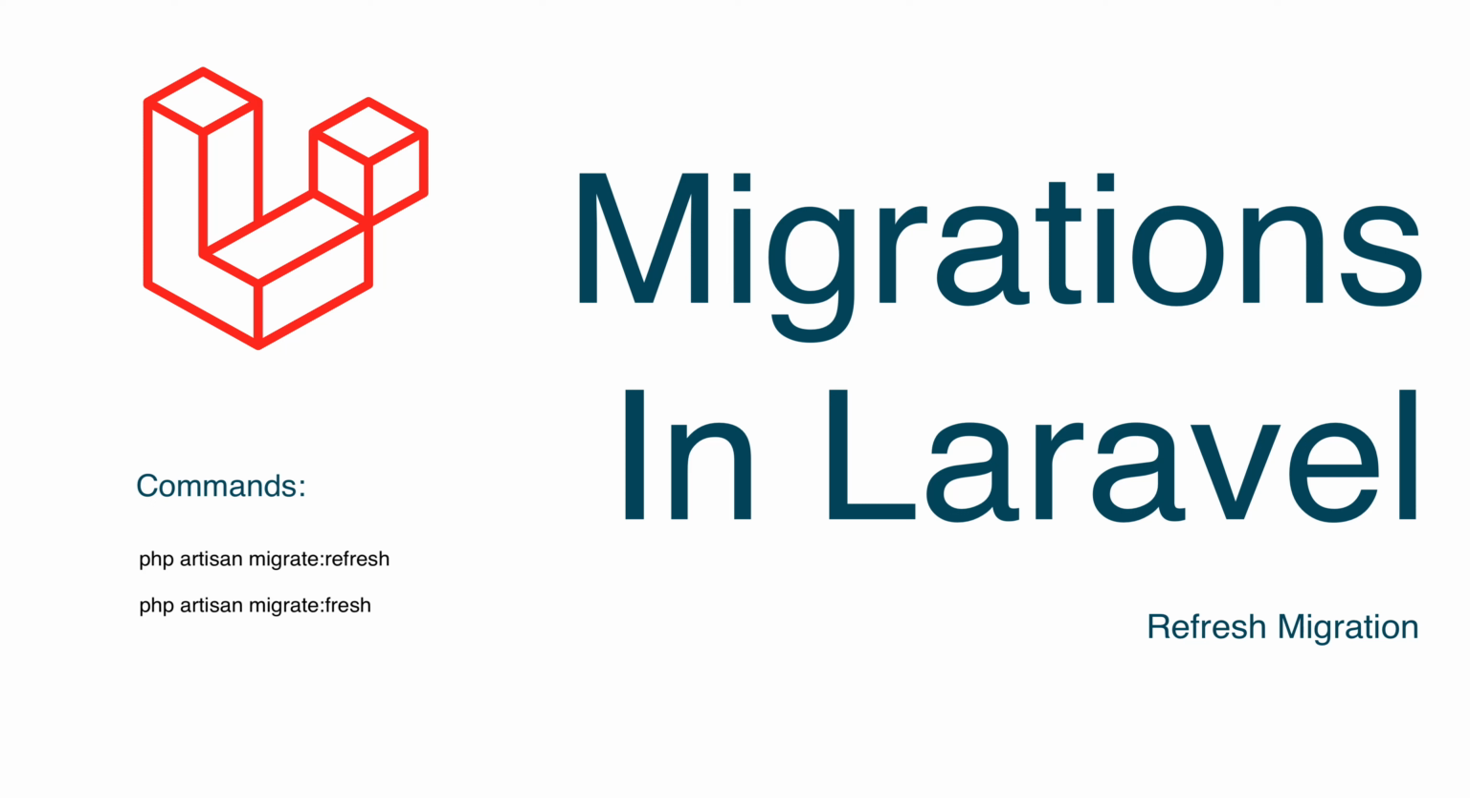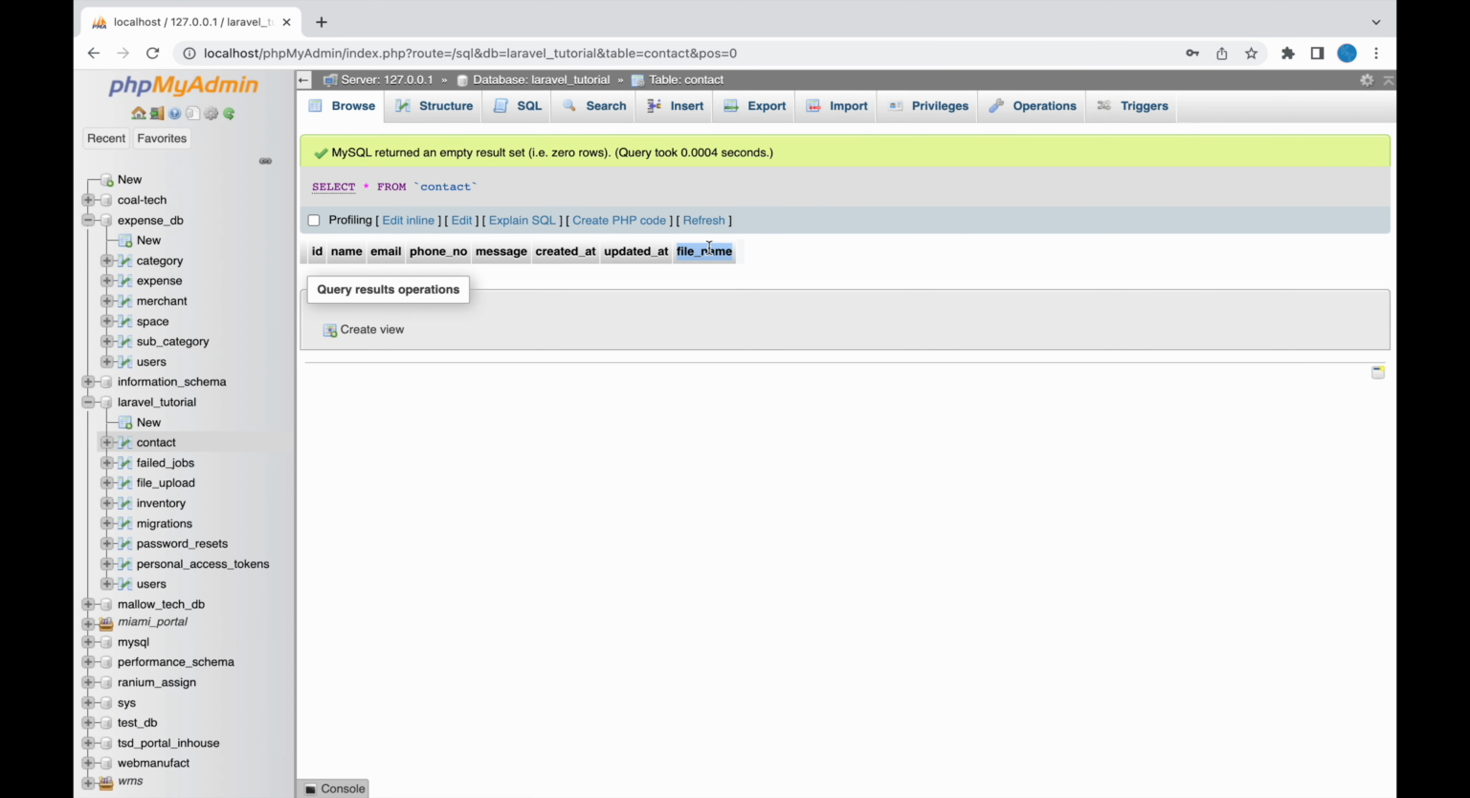So today I'm going to show you another video of migration. In this video I'll be showing you how to refresh your migration, that if you have already migrated and you want to again create your tables from scratch, how you can do it. So let's get started. In my previous video, I've shown you how you can add a column to a table using migration. So I'll be continuing from there only.